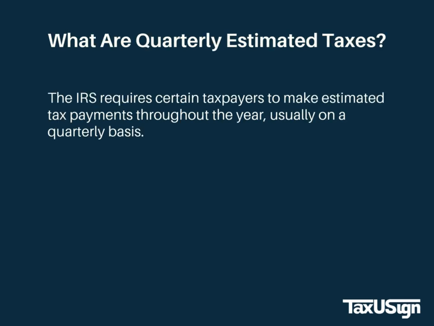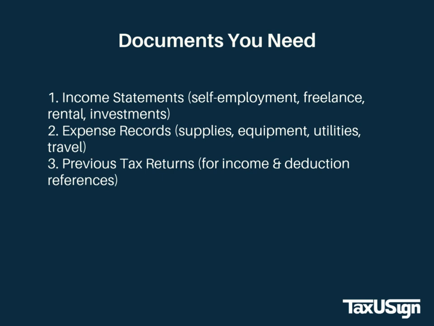But what exactly are quarterly estimated tax payments, and what documents do you need to calculate them? Let's break it down. First, you'll need to gather some important documents to help you calculate your quarterly estimated taxes. These documents may include: 1. Income statements. This includes income from all sources, such as earnings from self-employment, freelance work, rental properties, and investments.